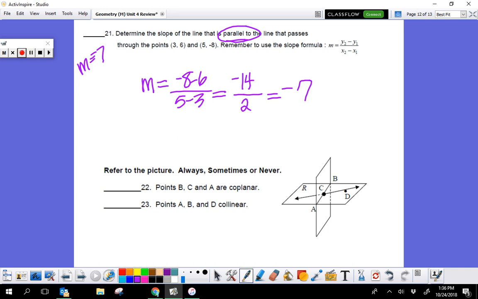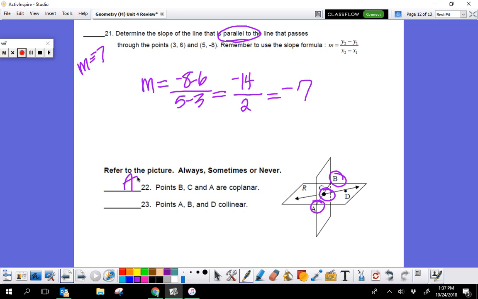Okay, and then the last problems here, I think. Number 22, so these are always, sometimes, and never. Points B, C, and A are coplanar. So you can see B, C, A. So that would be always here.